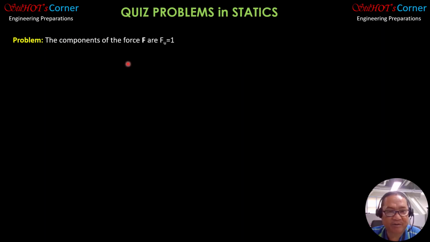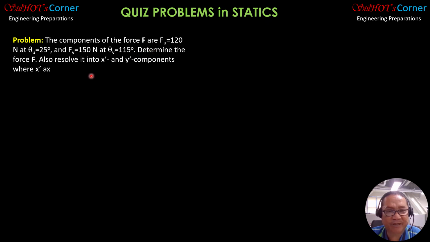So here we go. The components of the force F are Fu equals 120 newtons at theta u equals 25 degrees and Fv equals 150 newtons at theta v equals 115 degrees. Determine the force F. Also resolve it into x prime and y prime components, where the x prime axis is negative 40 degrees, so that's clockwise from the positive x-axis, while y prime is 120 degrees from the positive x-axis, so that's counterclockwise.